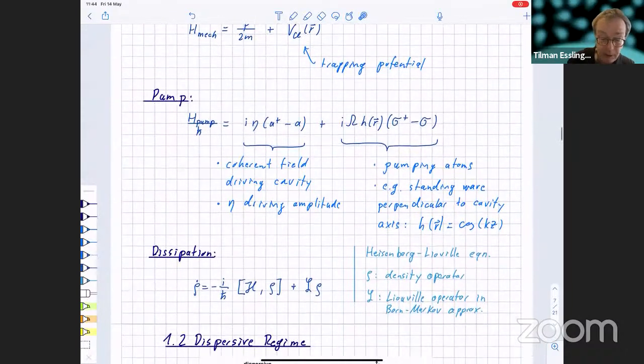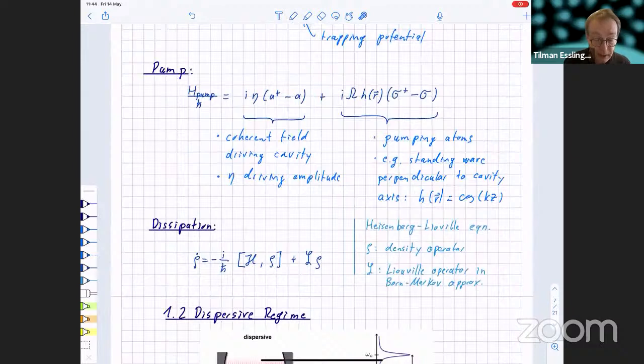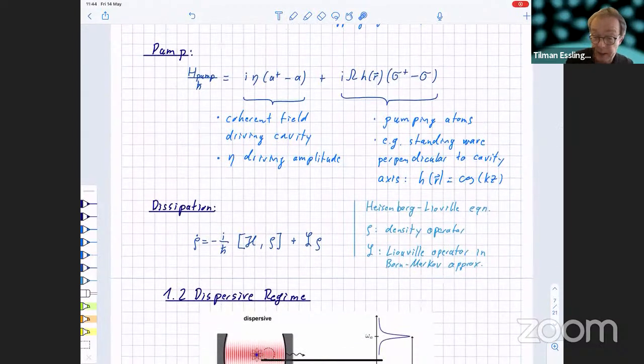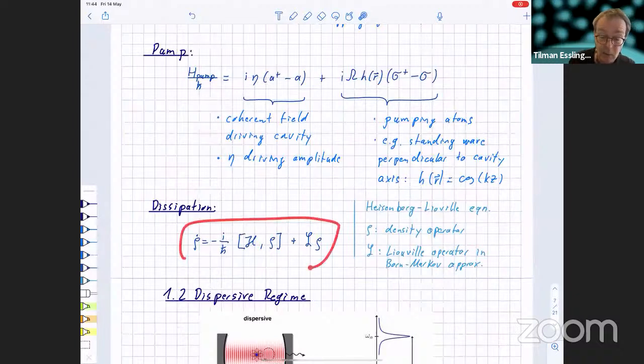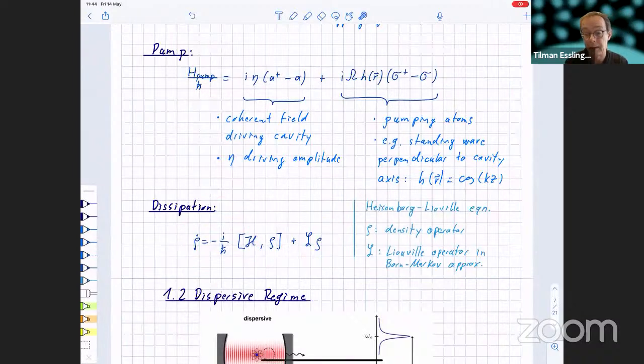Okay, and if you take into account dissipation, then you write down the Heisenberg-Liouville equation, and you take the right dissipation Liouville operators. So here I will be only very short. Out of the Hamiltonian, you then need also to get the right Liouvillean. And there you have to look more into the theory literature.